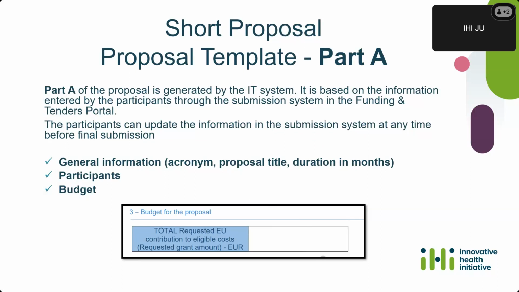You can always update the information in the submission system, but this is just before the submission deadline. The Part A has information with regards to the acronym, the proposal title, the duration of your project, the details of the participants, and the budget. For the first stage, the budget is an overall amount, and this is the requested amount from the IHI Joint Undertaking. So here we don't have a detailed budget. It's only a global amount that covers eligible costs of the work provided by the applicant consortium.